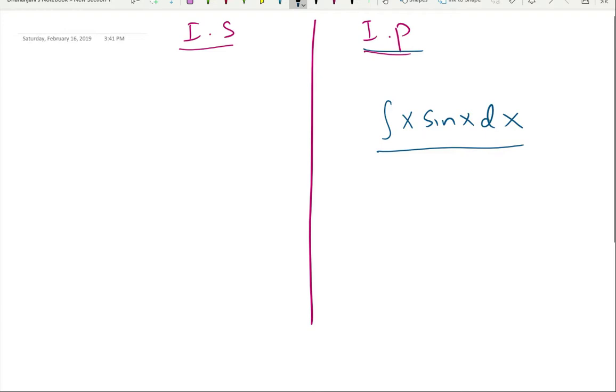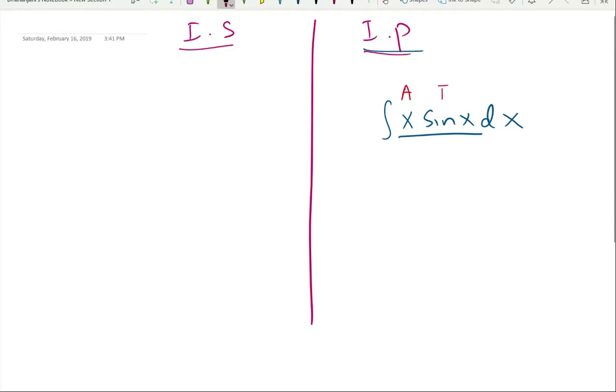Now, why do we need integration by parts to solve this integral? What is so special about it? Look at the function that you have to integrate. The key thing you can take away is that x is an algebraic function, sine x is a trigonometric function. So this is a product of two different types of functions.